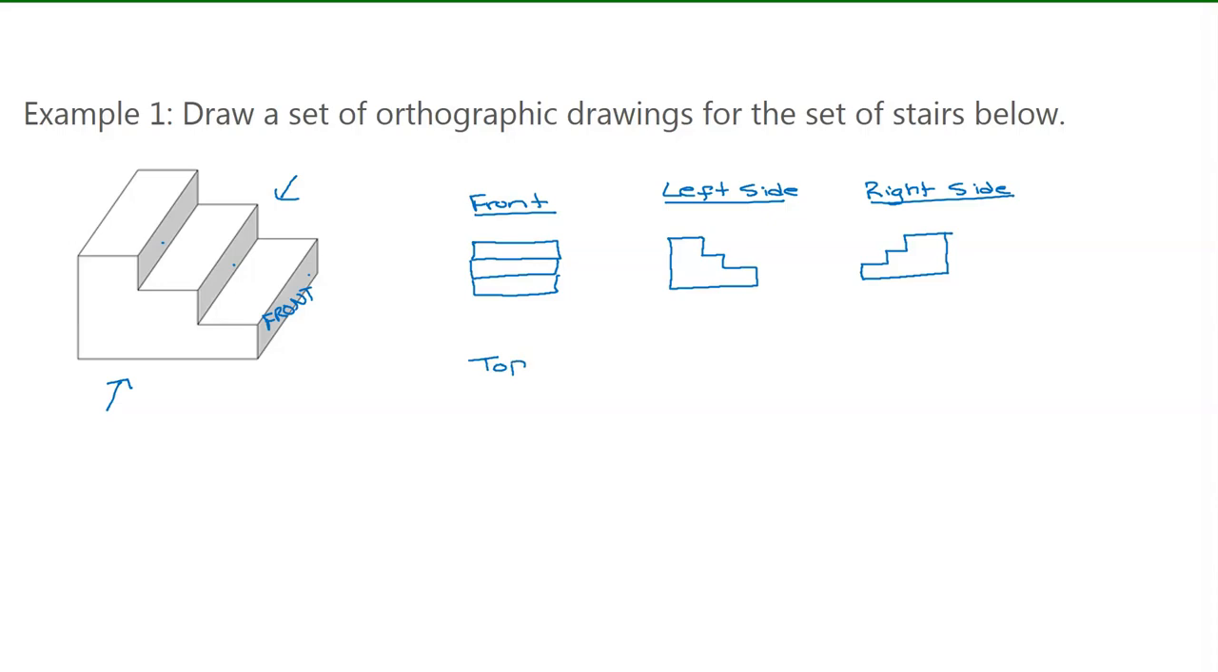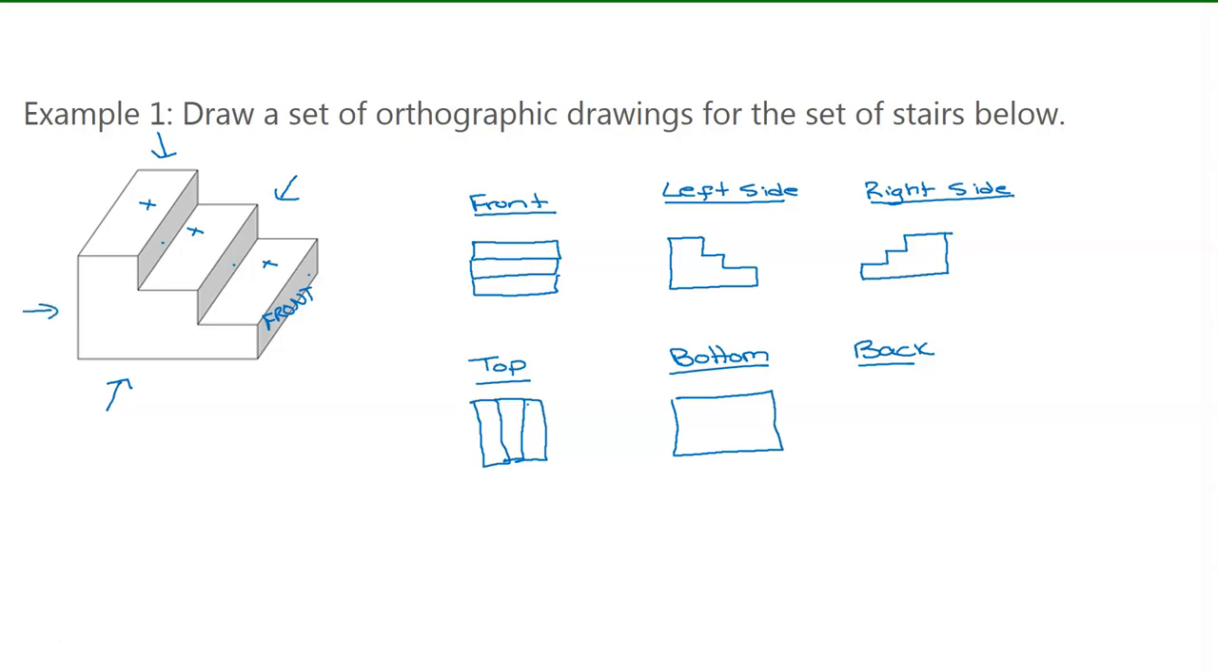Now, looking at it from the top view, looking down on it, I would see these three rectangles here. Then we have the bottom view, which would look just like a big rectangle. And then we have the back view, which again would just look like a rectangle. So there are the set of stairs from the 6 different views.